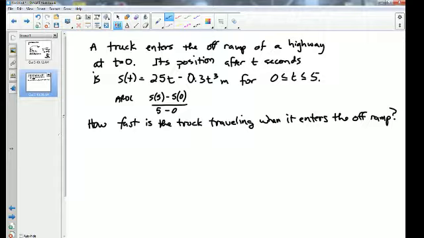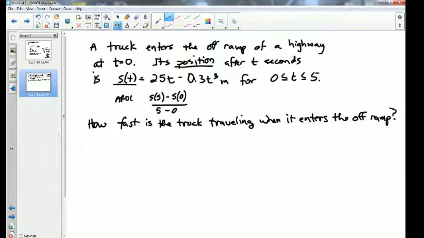Does that function give us speed? No, it gives us position. So if you plug 0 in, you get the position of the truck, 0. You go to 87.5 miles per hour. How'd you calculate that? I plugged 5 in.